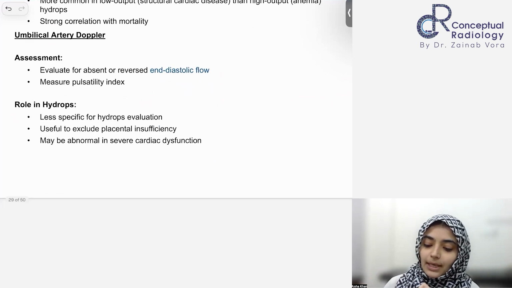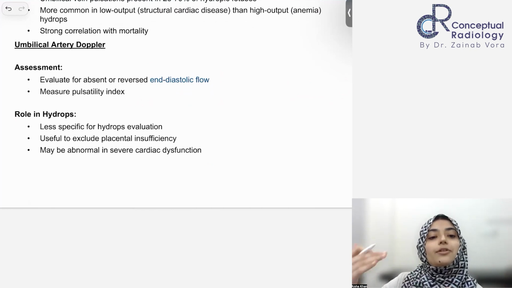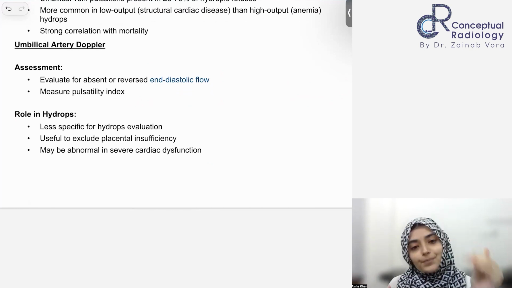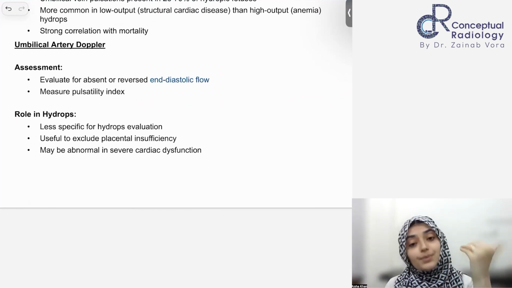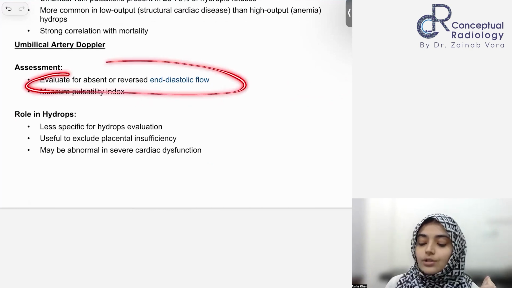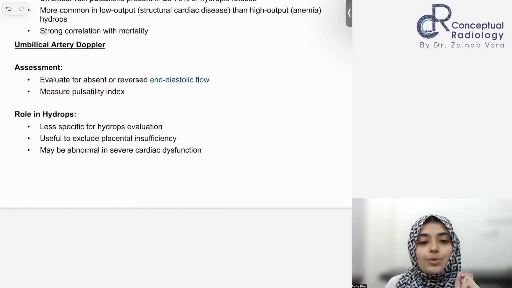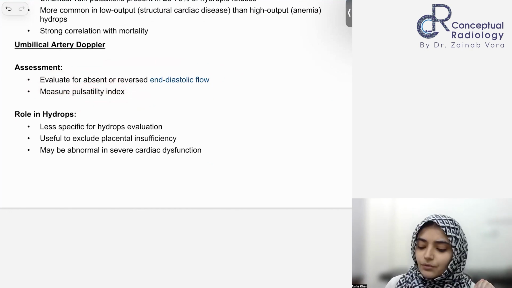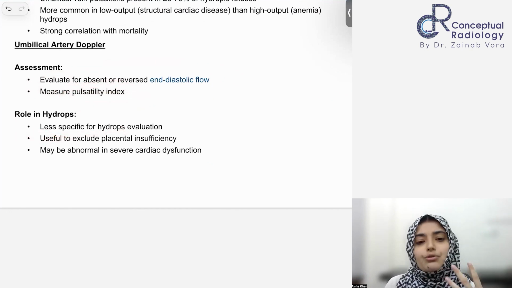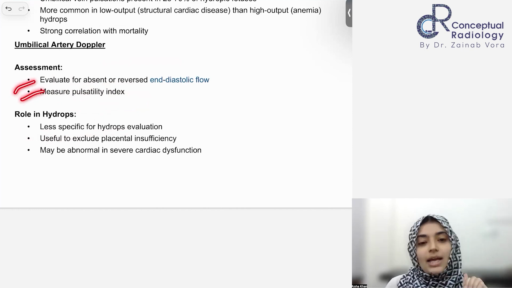If we talk about the umbilical artery, everyone knows that normal should be a positive or forward flow. The moment you have an absent diastolic flow or a reversal of diastolic flow, that is of course a sinister finding. Along with that, you will see the PI will also be on the higher side. Okay, so this is not very specific for hydrops evaluation, but you just need to know that in advanced cases, even in the umbilical artery such changes can be noted.